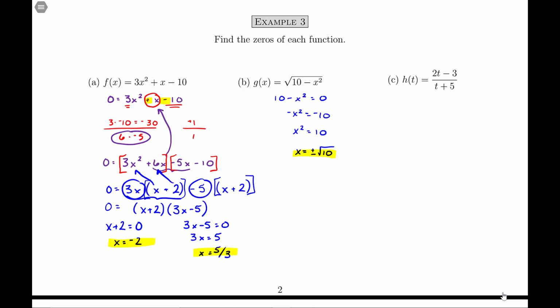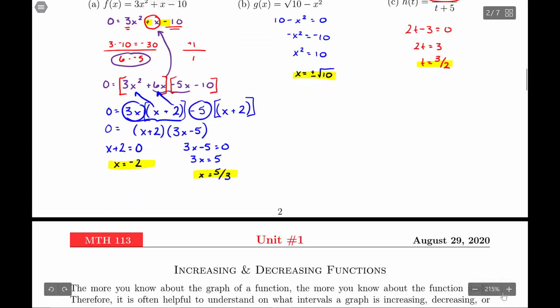Then for part C, what we're looking at here is a radical, or not a radical, but a rational expression. And with a rational expression, all you're focused on is the numerator when you're looking for the zeros. So you just take the numerator, set it equal to 0, and solve for your variable. In this case, it's t. So we'll add 3 to both sides and divide by 2. And there's our 0 for part C.